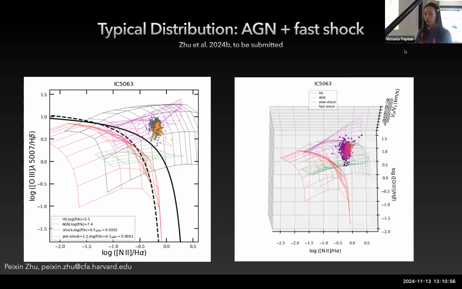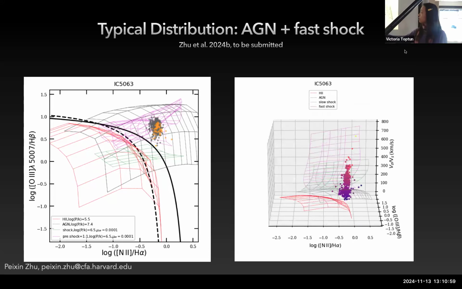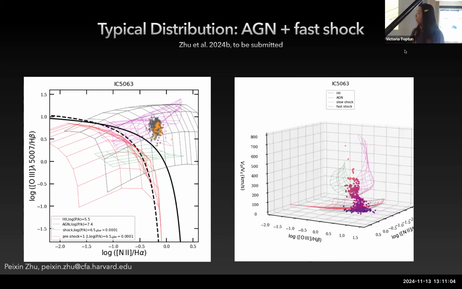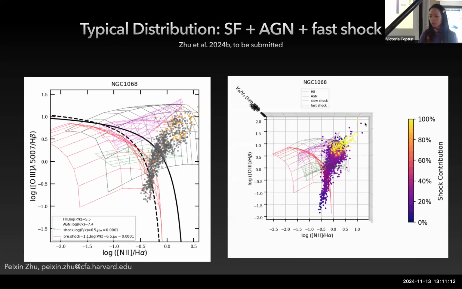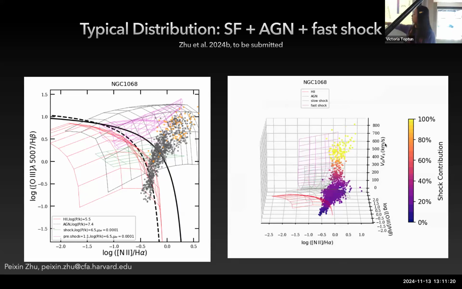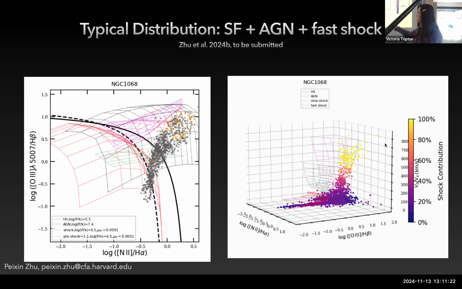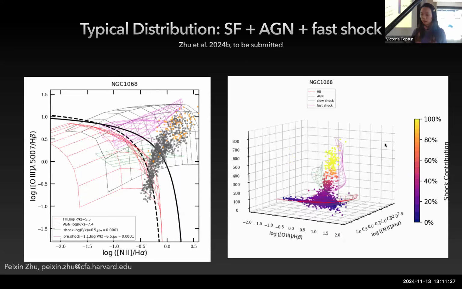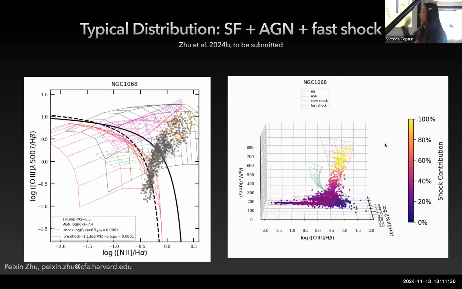This example is AGN and fast shocks mixing, where you might think it's pure AGN on a BPT diagram, but then as you rotate and put it on the 3D diagram, you can see a significant extension to the fast shocks region. And this is an example of star formation, AGN, and fast shock mixing, as we saw for NGC 424. In this case, you can see a sample of spaxels in the H2 region, in the AGN region, and also a very apparent sequence extending toward the fast shocks region and following the fast shocks model grid.